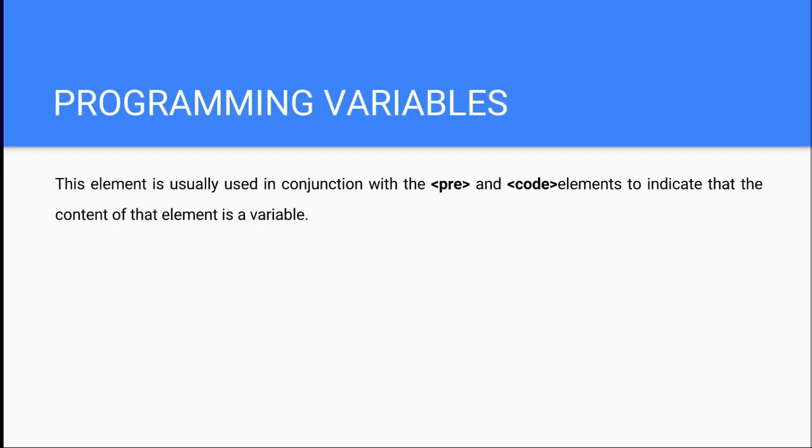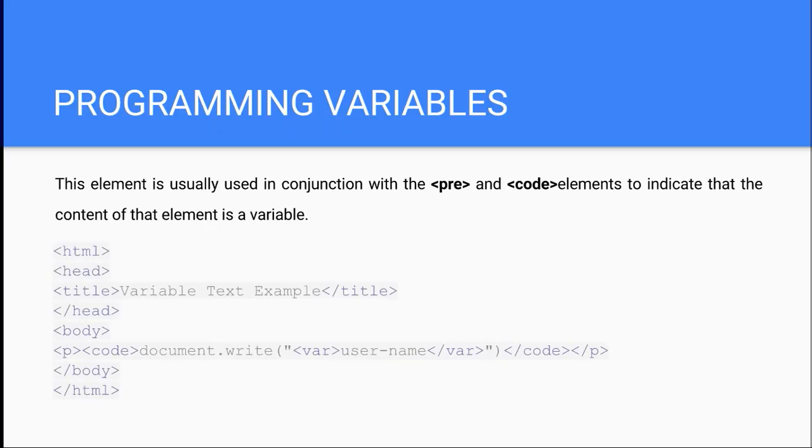And the next phrase tag is programming variables. This element is usually used in conjunction with the pre and code element to indicate that the content of the element is a variable. So what is a variable? This is actually a different word. You're going to learn that when you learn JavaScript or jQuery, because we're going to deal with the variables there. So let us try this program now.